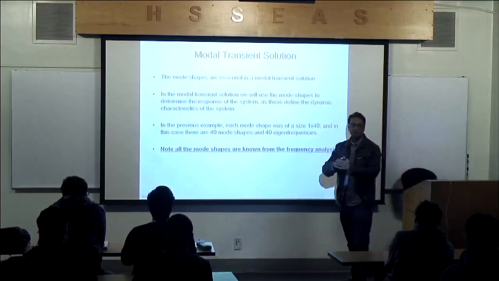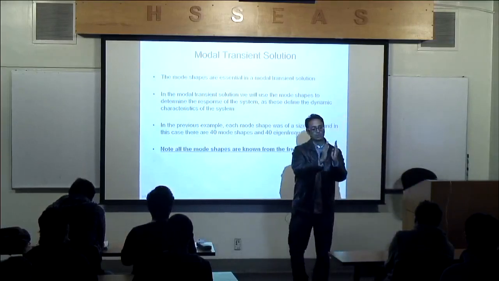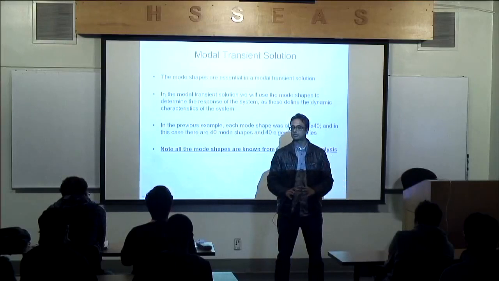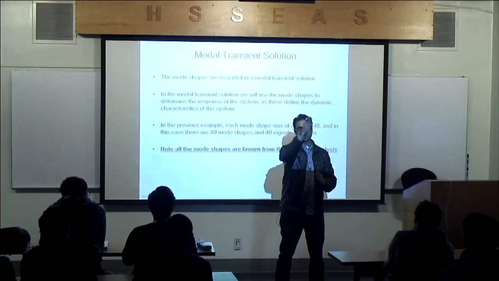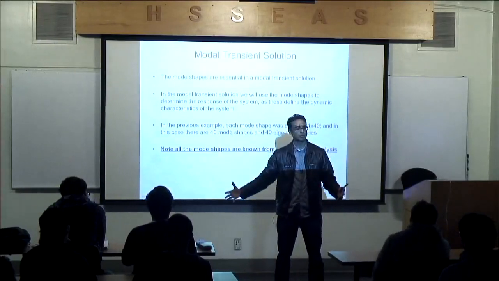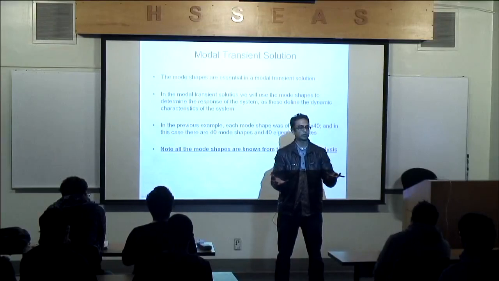So if I were to stack a mode shape next to another mode shape, next to another mode shape, how big will the matrix look like then? If a single mode shape is 40 by 1, and I have 40 mode shapes, how big is my mode shape matrix? 40 by 40.